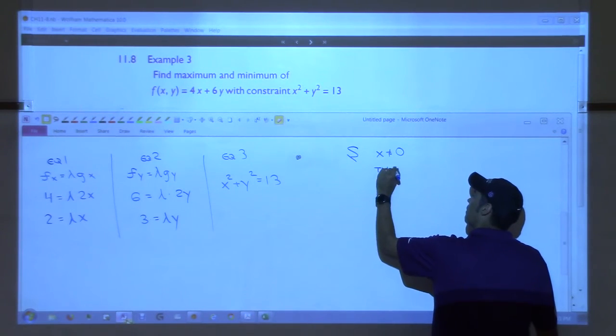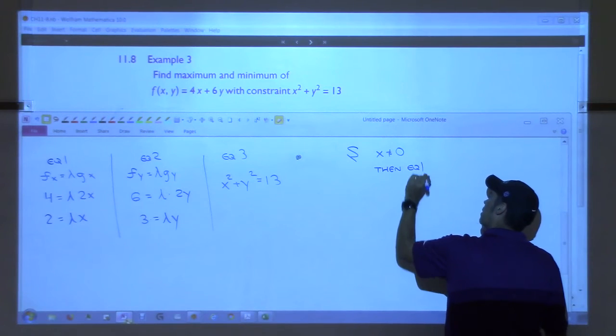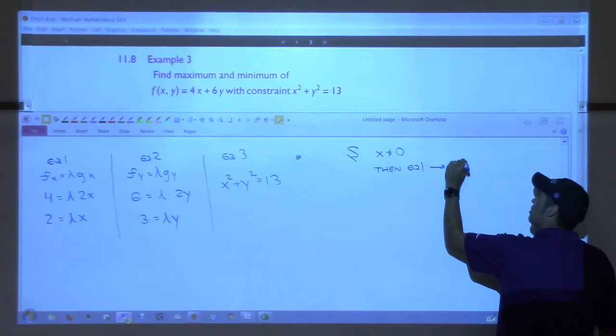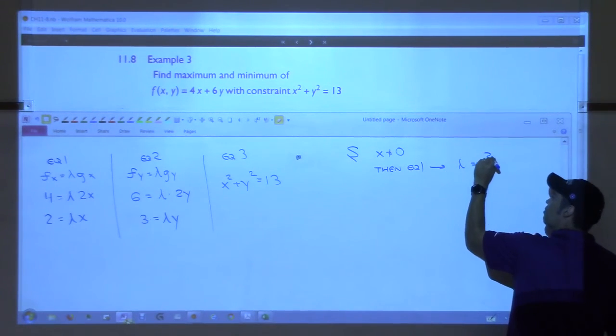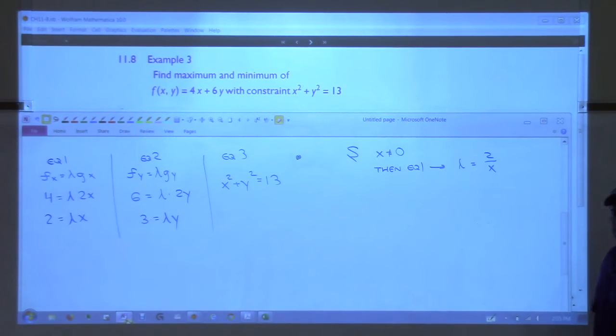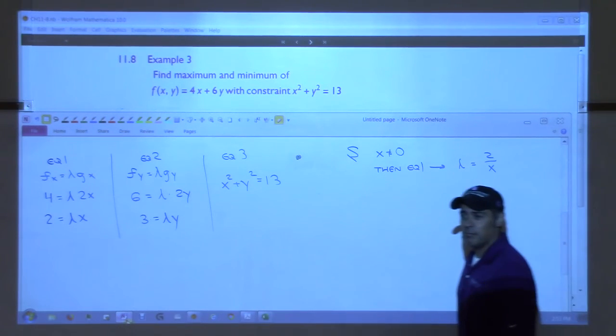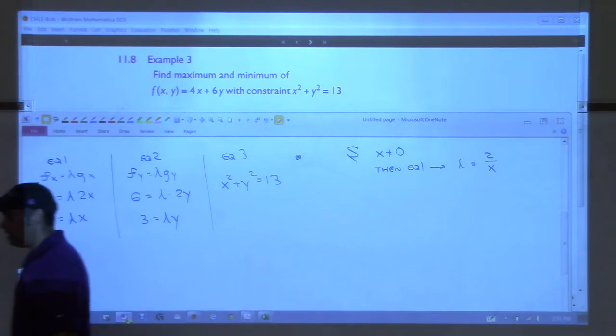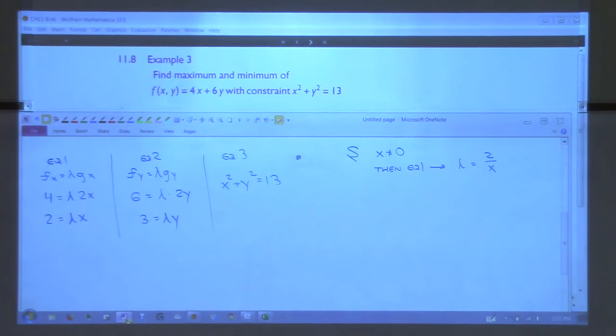Then equation 1 would be able to be written as lambda equals 2 over x. Do you all agree with that? So long as x is not 0, then I can rewrite equation 1 to be that. All right? I did what you wanted. Now what? I solved for lambda.